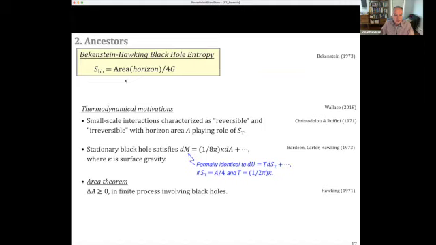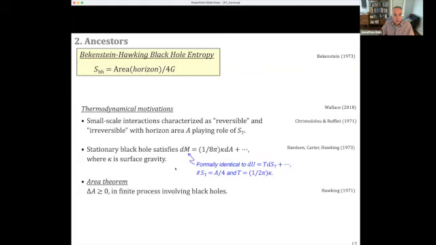There are at least 2 ways to motivate this formula, one from thermodynamics and the other from statistical mechanics. Here I'm following a review article by David Wallace from 2018, where he describes these motivations. In the thermodynamical category, it turns out small scale interactions between black holes and other states of matter can be characterized as reversible and irreversible, with the horizon area playing the role of thermodynamic entropy. This was argued in a paper by Christodoulou and Ruffini in '71.